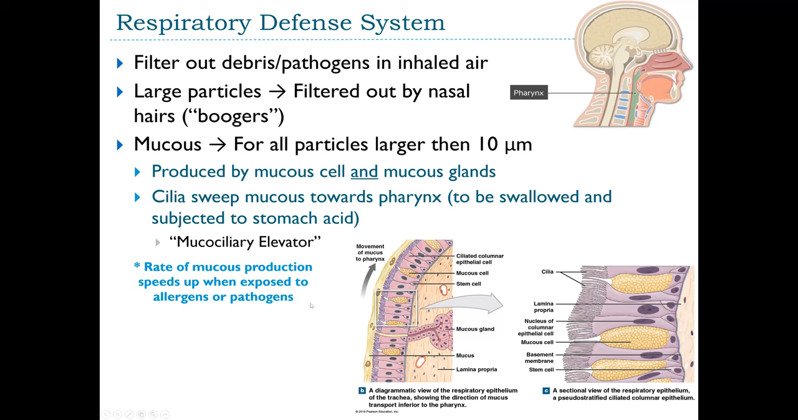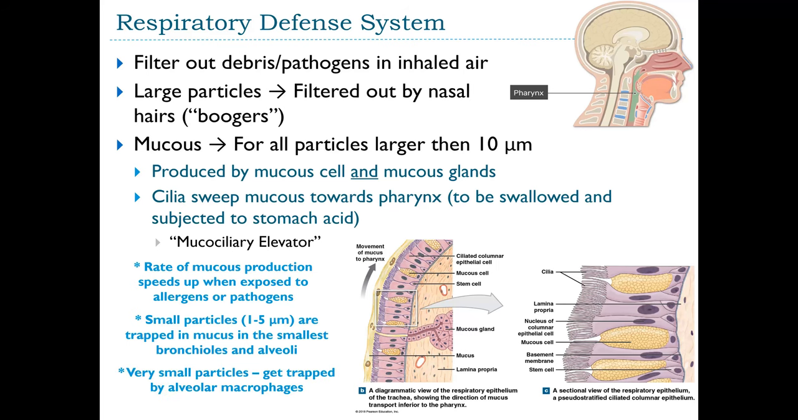The rate of mucus production speeds up when exposed to allergens or pathogens. So this is why when you have allergies or you get a cold, you start producing copious amounts of mucus and you end up with a runny nose, or you have to keep clearing your throat, or you have to keep coughing. Very small particles, so between 1 and 5 micrometers, are trapped in mucus that are in the smallest bronchioles and in the alveoli of the lungs. And again, these are going to be brought upwards with the mucociliary elevator. They're going to be moved up out of the respiratory system and into the esophagus.